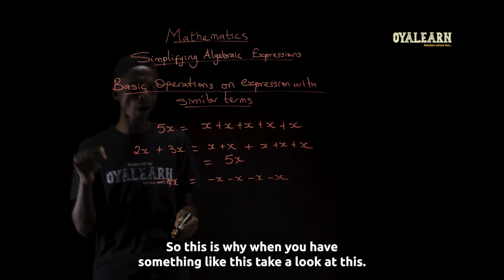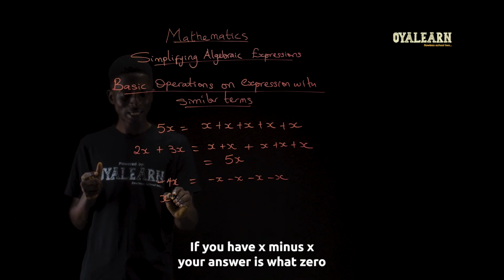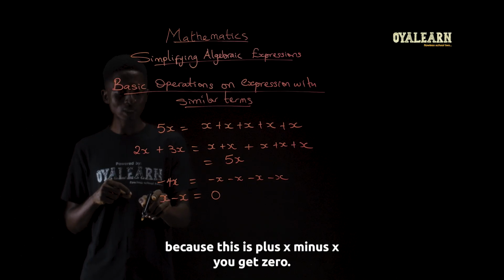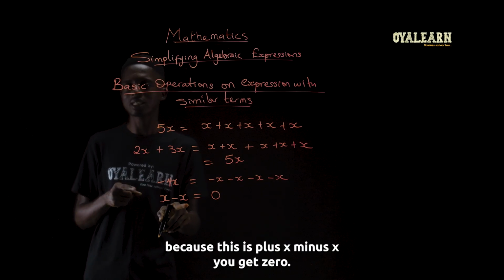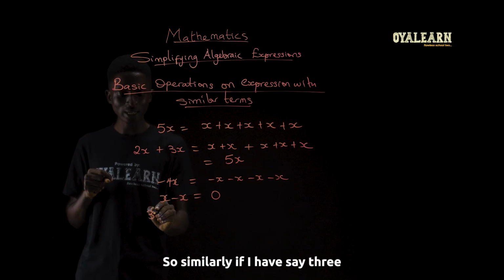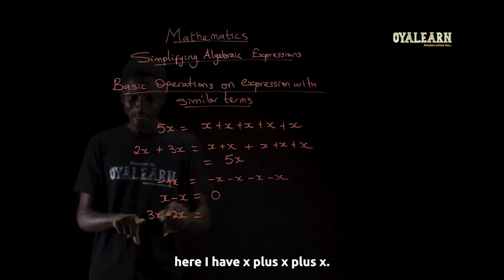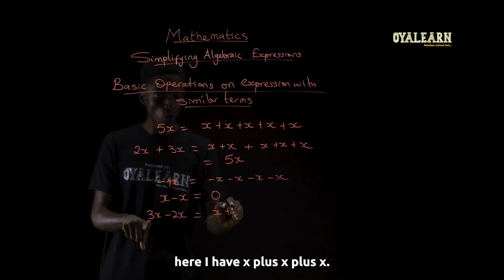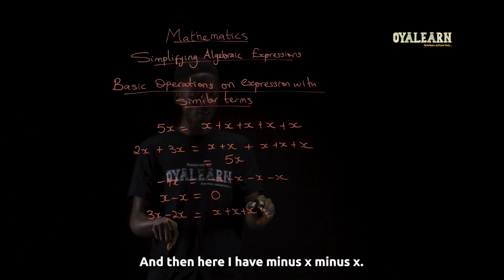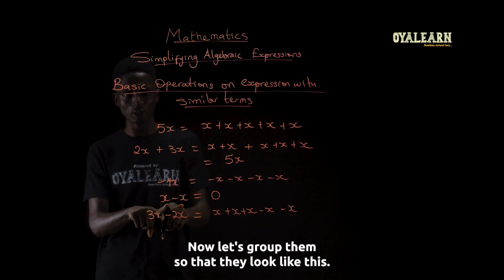Okay, so this is why when you have something like this, take a look at this. If you have x minus x, your answer is what? 0, because this is plus x minus x, you get 0. So similarly, if I have, say, 3x minus 2x, what does this mean? Here I have x plus x plus x. And then here I have minus x minus x. Now let's group them so that they look like this.